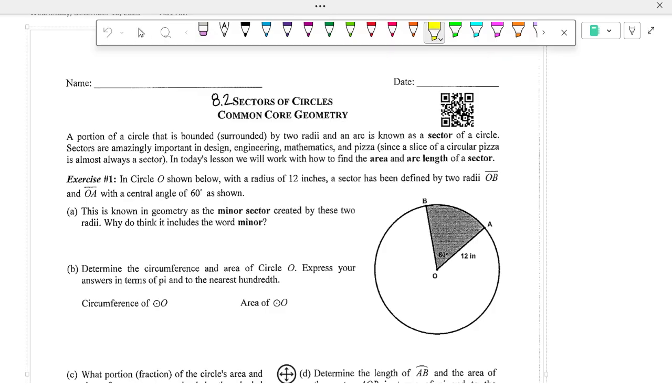A portion of a circle that is bounded or surrounded by two radii and an arc is known as a sector of a circle. When I think of sector in real life, if you're in the military, there are different sectors of the military, specifically in the Department of Defense, which basically just means different departments, or a piece of a whole. Same thing with circles. Sectors are literally just a piece of a whole.